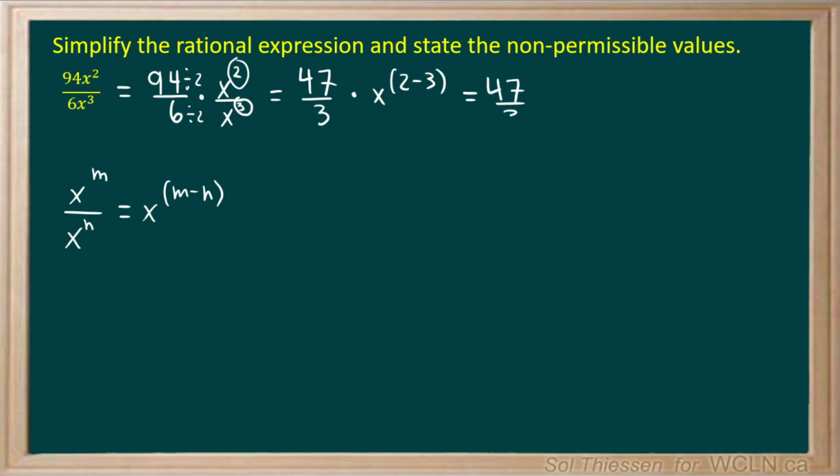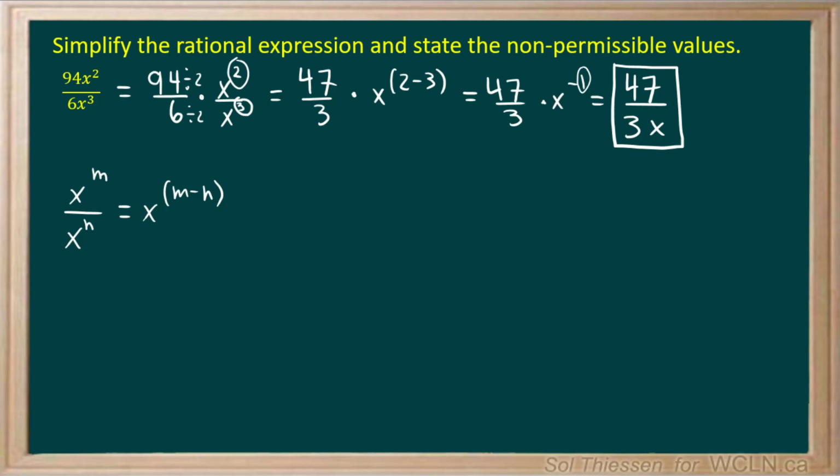We have 47 thirds times x to the power of minus 1. Remember that a negative power just means that the variable, or whatever number is being raised to that negative power, is raised to that power in the denominator. So basically the negative power simply means put the variable or the term in the denominator and keep that same absolute value of exponent. So it'll look something like this. We have x to the positive 1 now since it's in the denominator. However, we don't really need to write that positive 1 because it is implied. So this is the simplest form of our rational expression, 47 over 3x.